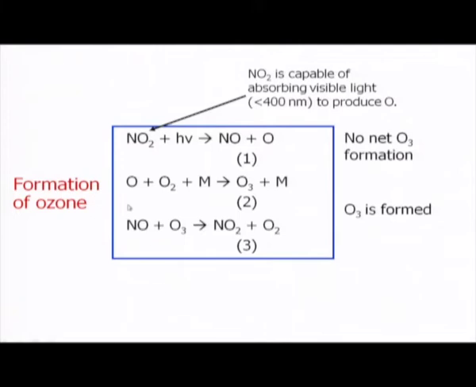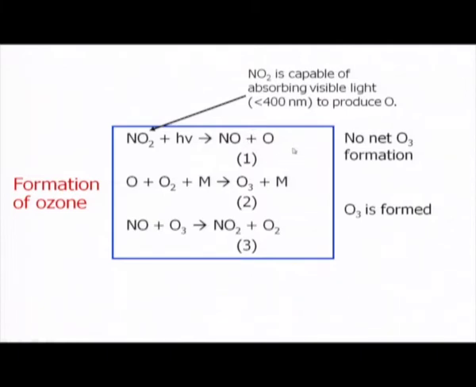Next, we are going to see how ozone is formed in the atmosphere. In the previous introduction class itself, I told you the formation of ozone, how it happens in the stratosphere. The reactions are given again for clarity. Nitrogen dioxide is capable of absorbing light, especially with wavelength less than 400 nanometers, and it dissociates to form nitric oxide and atomic oxygen.